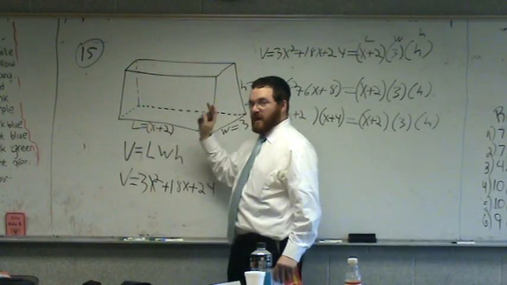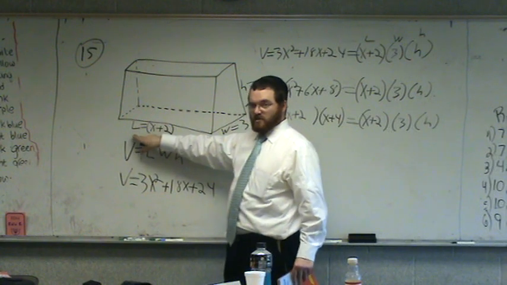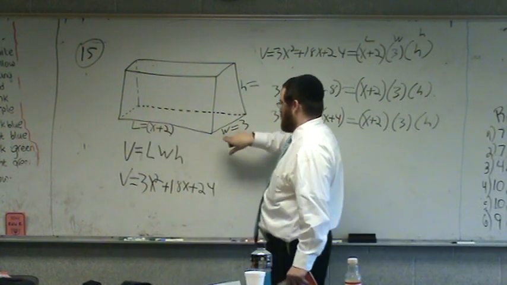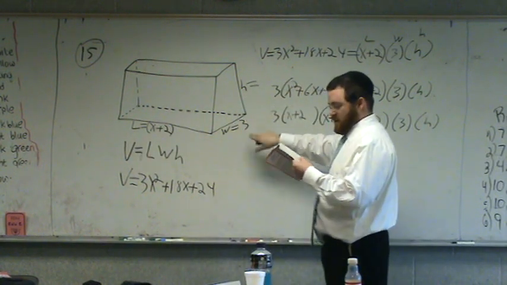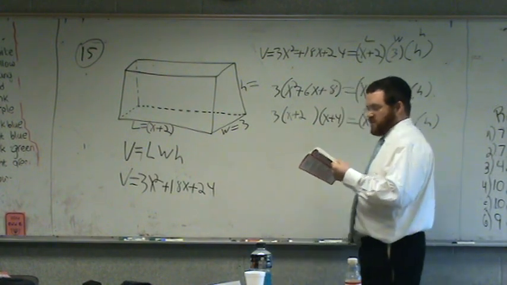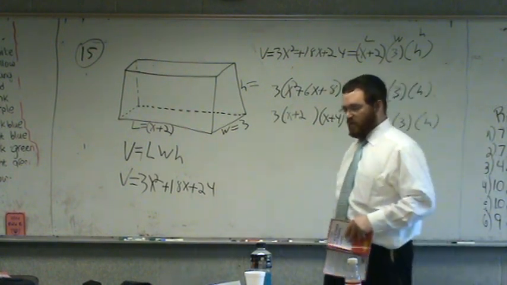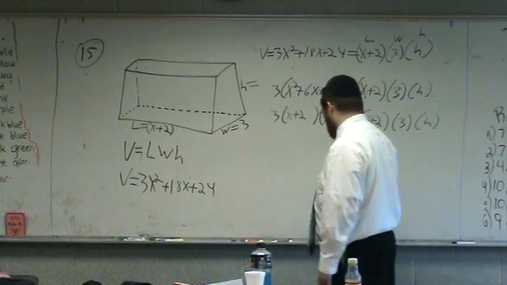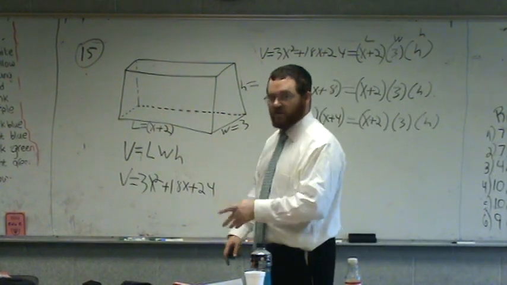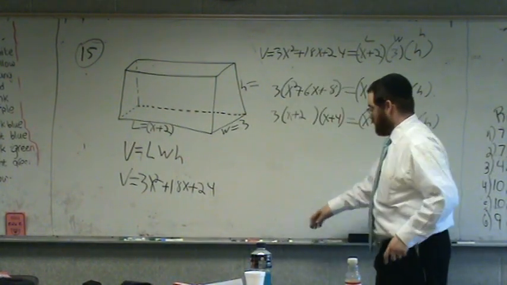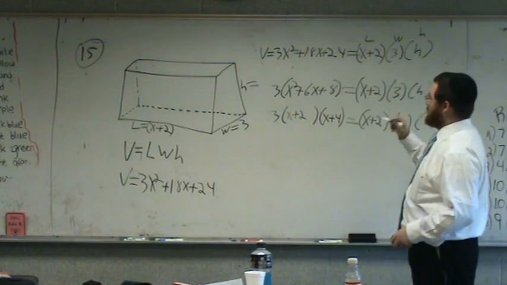So you make yourself a box. You don't have to make a box, I'm just showing you. x + 2 is the length. The width is 3. It tells you. And it asks you which expression represents the height of the prism. Well, the only thing we don't know is the height. So you could have taken one of the four answers and plugged it in. But we're not going to do that for now. Now we're going to try to solve this.